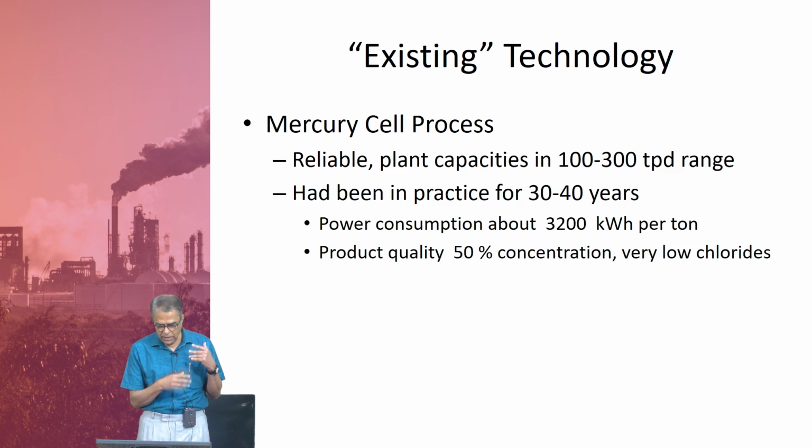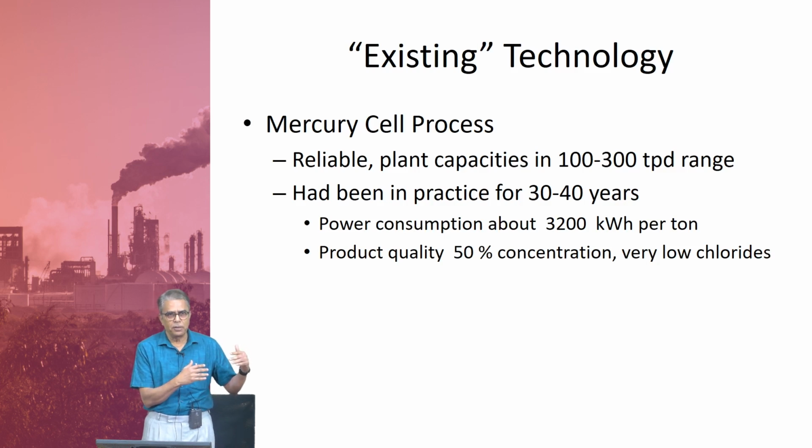So one indication is the power consumed per unit of caustic soda. I have given the figure here. Some plants which are slightly more efficiently operated will probably be at 3100, and those not so well operated maybe 3200, but in the range of 3200 they have been operating.